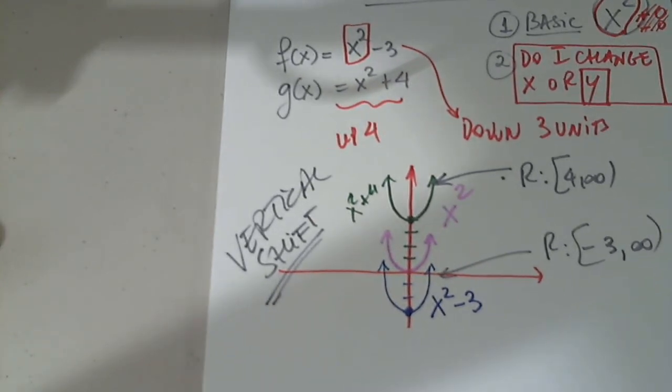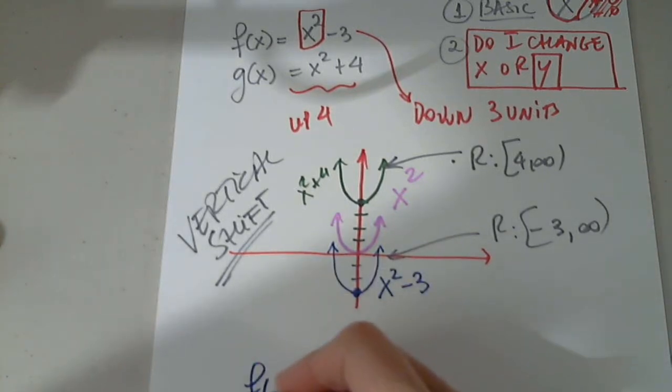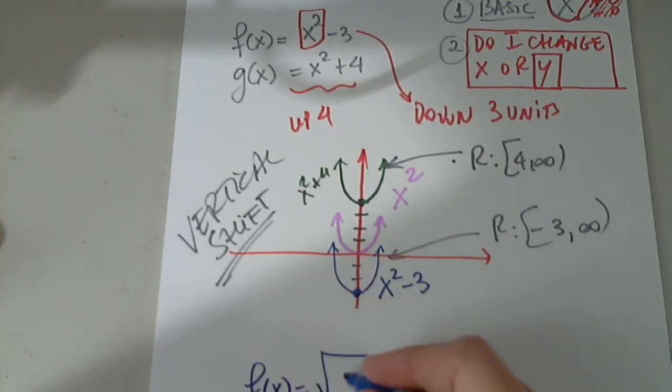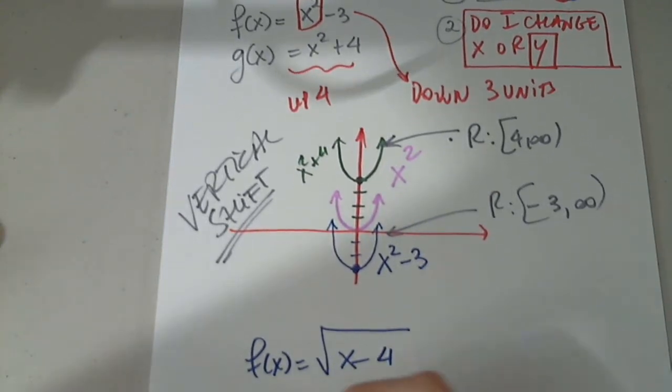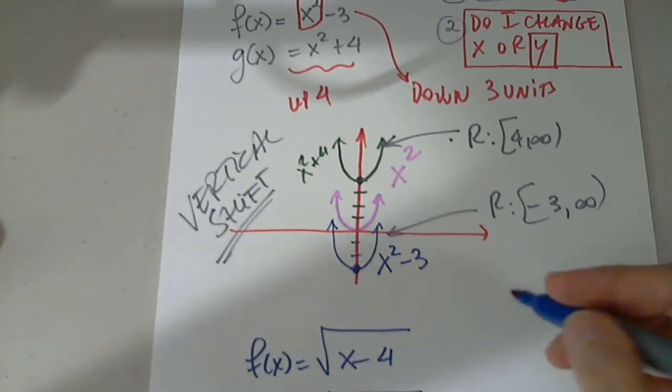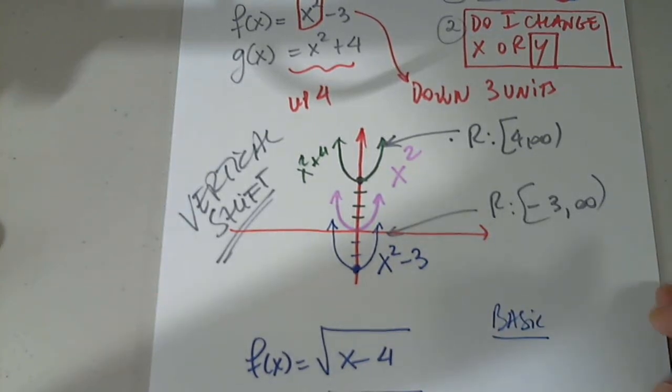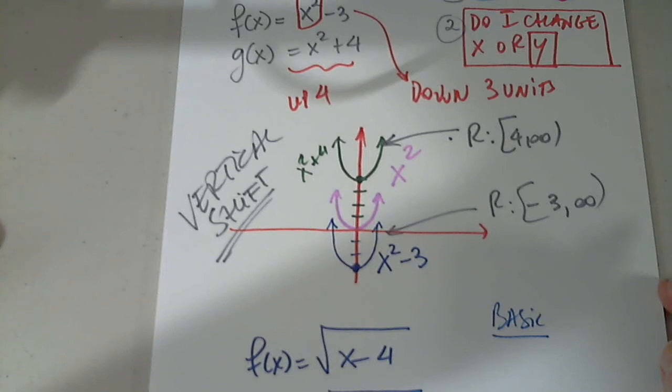Okay. Next step, let's take a look at f of x equals the square root of x minus 4. And let's look at g of x equals the square root of x plus 3. I'm going to ask you, what is the basic function? I will always ask you, what is the basic function? So we know which of those 7 functions we are working on. One particular one. So what is the basic? The square root. Very good. It is the square root.